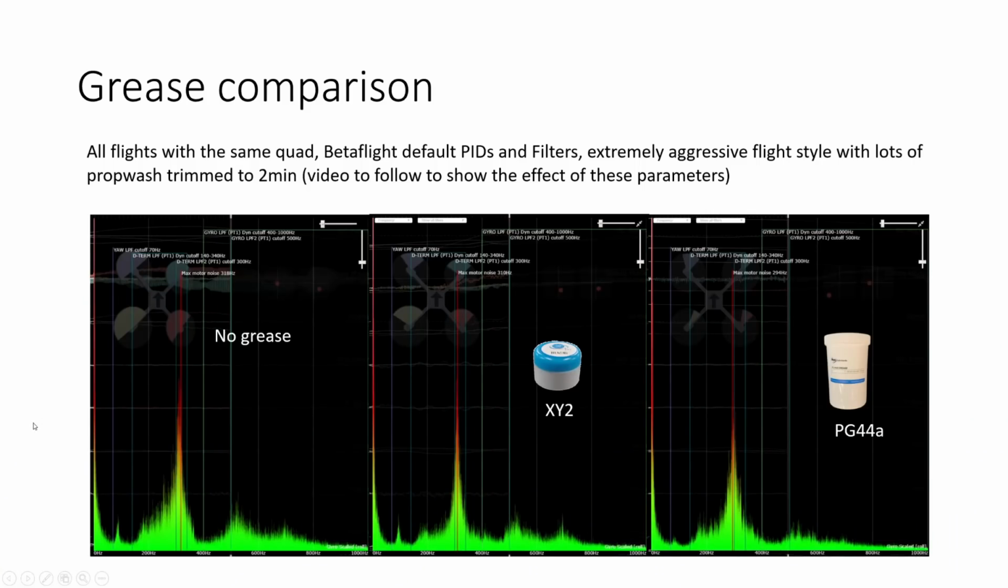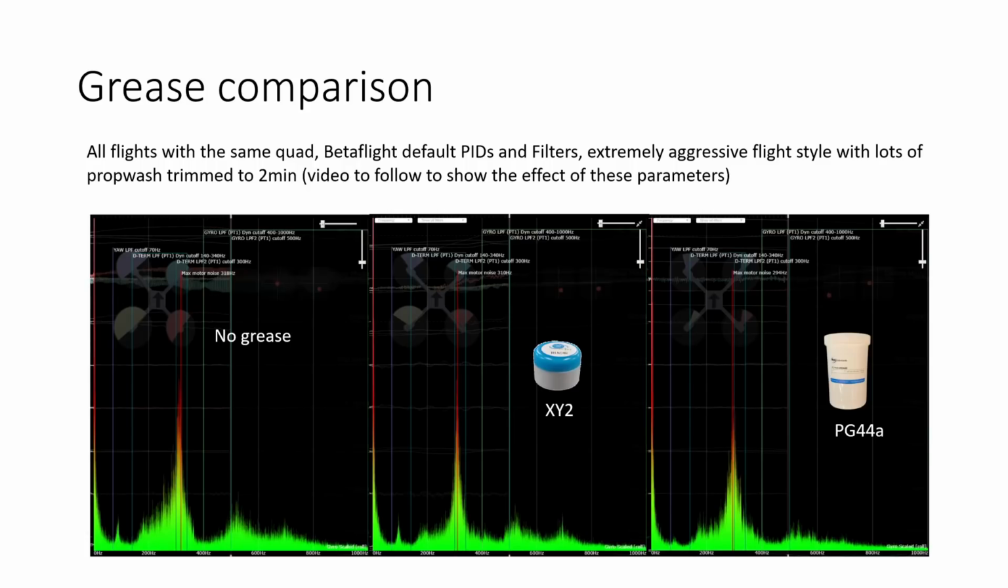And so I've been doing some testing of a few different greases. And what I found is that how you fly the quad is really important when it comes to doing these apples to apples comparisons. It's so important, in fact, I'm going to be doing a future video talking about how to do really good A/B comparisons with black box logging. But I've tried to make these as A/B as possible. So I've used the same quadcopter. I've used the Betaflight default PIDs and filters for all these flights.